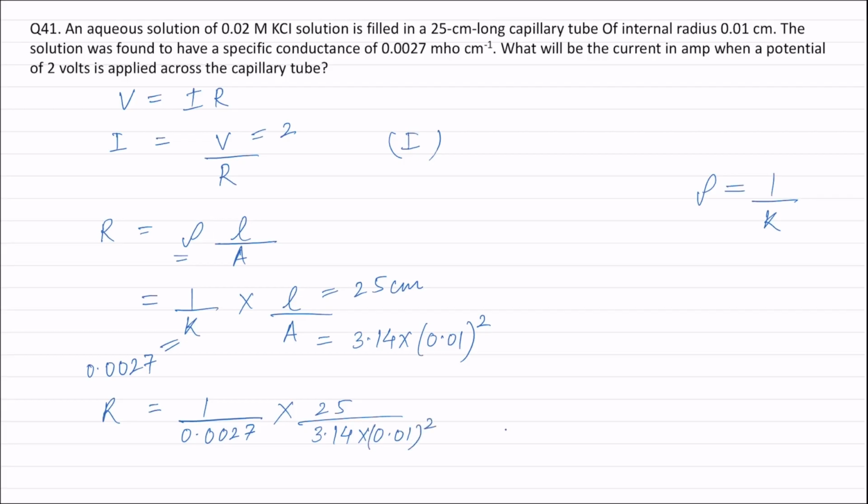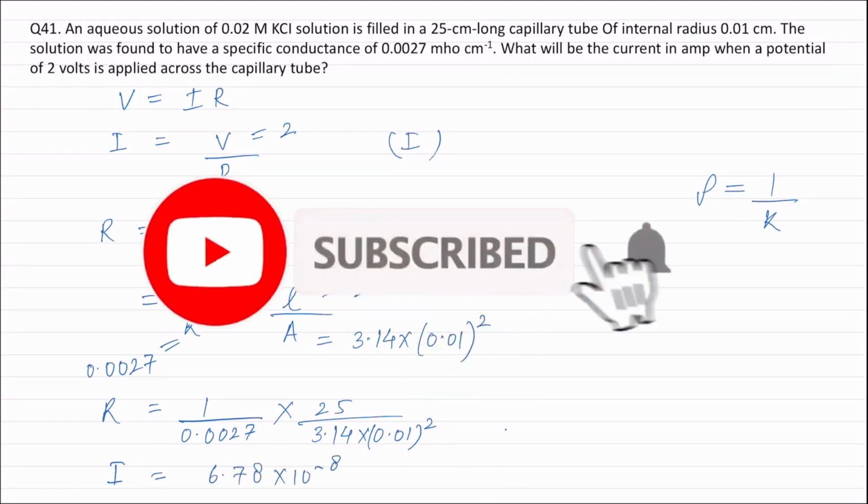Now putting this value of R in equation 1, the value of current will be equal to 6.78 into 10 to the power minus 8 ampere.